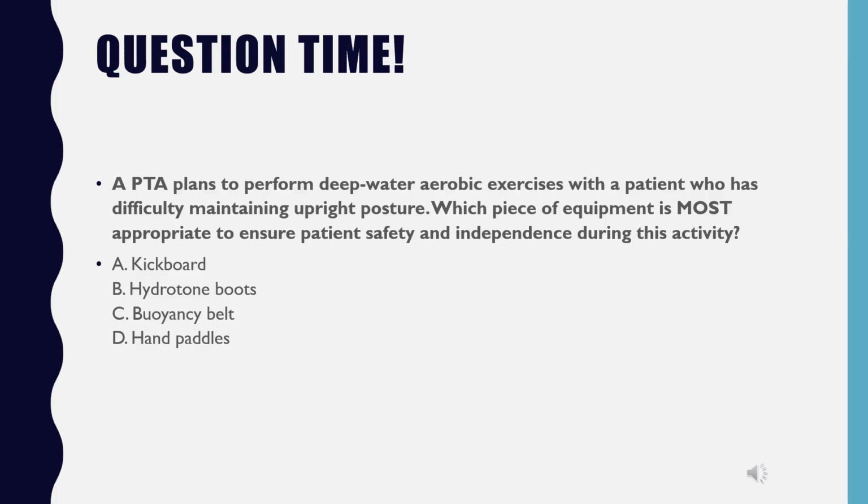It's time for another question. A PTA plans to perform deep water aerobic exercises with a patient who has difficulty maintaining upright posture. Which piece of equipment is most appropriate to ensure patient safety and independence during this activity? A. Kickboard, B. Hydrotone boots, C. Buoyancy belt, D. Hand paddles. Pause now to read and think.